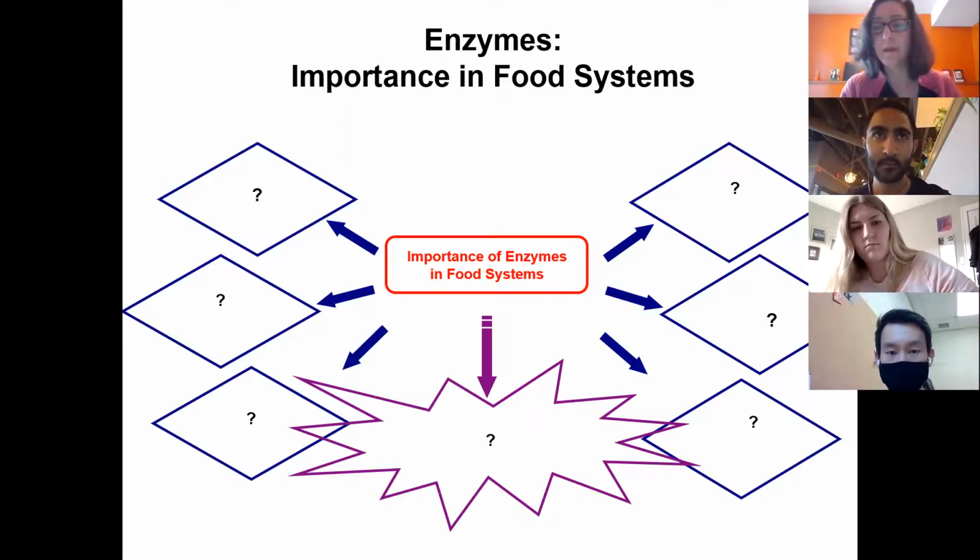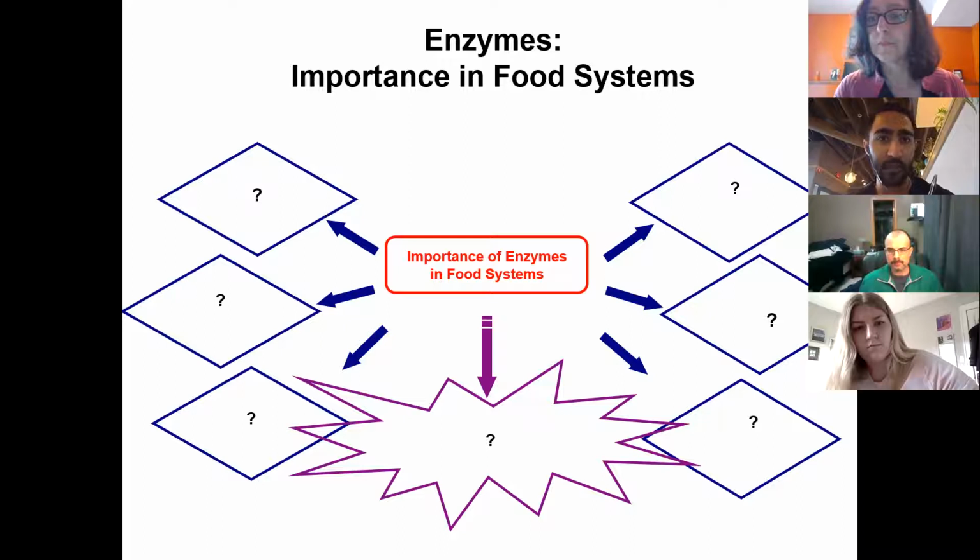Good. What other examples? Processing aids. Give me more examples for processing aids. Modifying the starch. Fermentation.